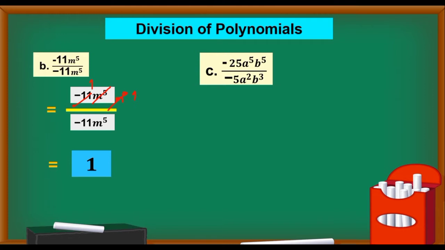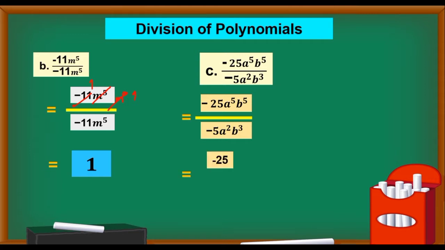Another example. So, given negative 25a raised to 5 b raised to 5 divided by negative 5a squared b cubed. So, i-rewrite lang po natin. Ayan. And then, pagsasamahin lang po natin yung parehas na numerical coefficient at literal coefficient. So, magiging negative 25 divided by negative 5. So, kung mapapansin po natin, parehas na may a siya. So, isusubtract lang natin. So, a raised to 5 minus 2, and then b raised to 5 minus 3. Kasi parehas na may a at parehas na may b.